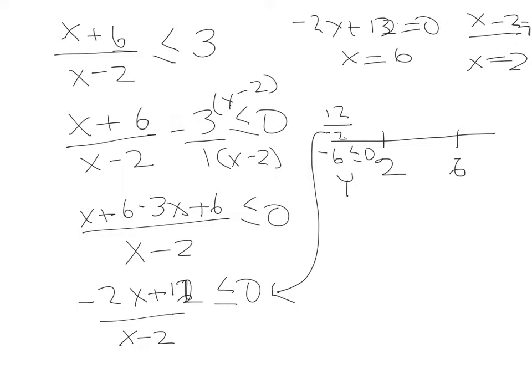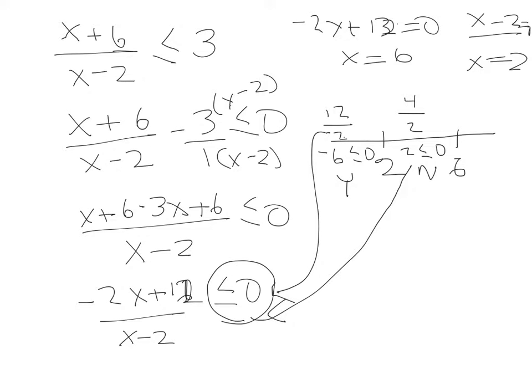Now I pick a number between 2 and 6, like 4. If you put 4 into the numerator, you get negative 8 plus 12, over 2, which is 2. And I'm trying to see, is 2 less than or equal to 0? And the answer to that is no. Again, I'm using less than or equal to 0 because of this part of the problem right there.